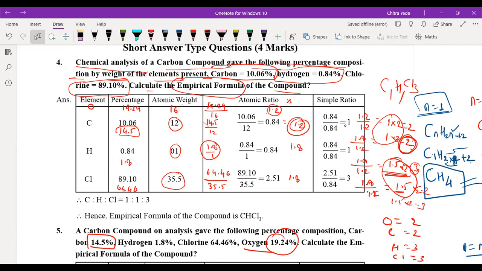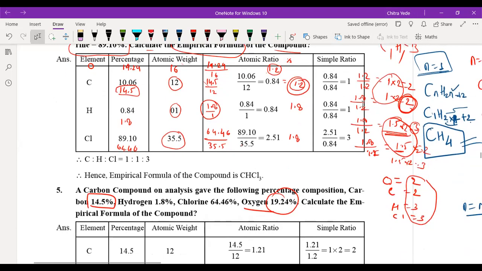Simple ratio means it should have no decimals. Yes, no decimal form. So we have to first convert into the simple ratio form. So now here we have the empirical formula. First we have to write carbon, so it will be C2, then H3, hydrogen will be 3, then Cl3 and O2. Like this.